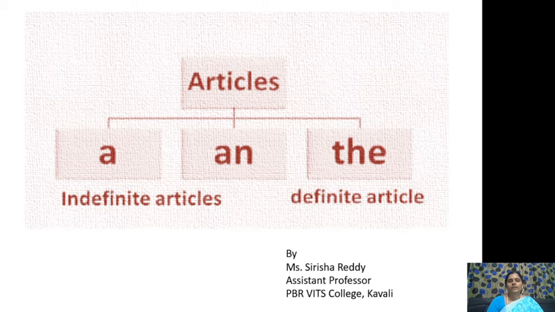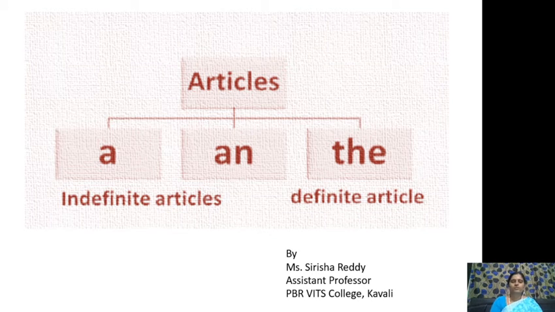And when it comes to the definite article, we place it before specified things. That means when we are referring to things in specific, then we use the article the. Of course, a and an, these indefinite articles, are used before countable nouns. The is used before both countables and uncountables when they are referred to in specific.